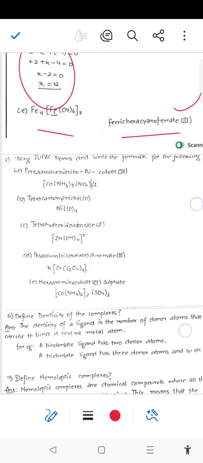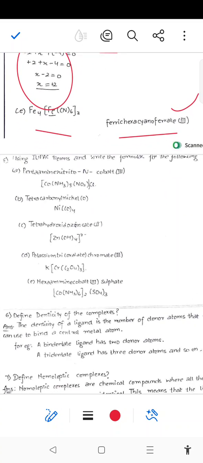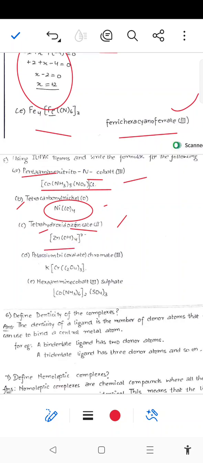Next, the IUPAC name of complex. So pentaamine nitrito-N cobalt(III). So complex name is Cu(NH3)5NO2 Cl. Next, that is tetracarbonyl nickel(0). So nickel Ni(CO)4. Next, that is tetrahydroxidozincate(II). So Zn(OH)4 2 negative.